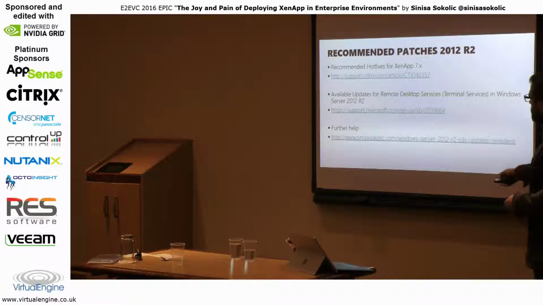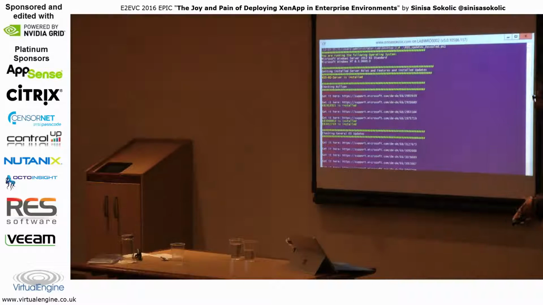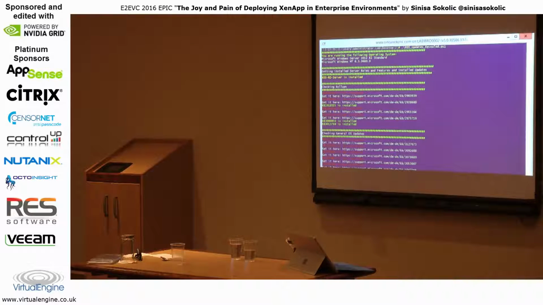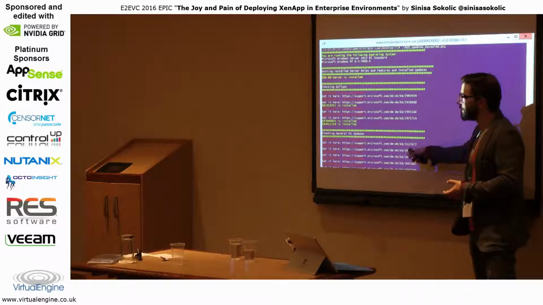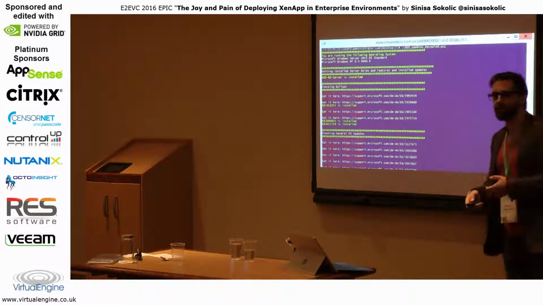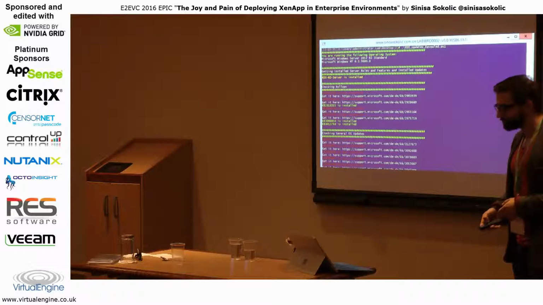I created a little script which may also help you. You can run it on an RDS server. It checks which RDS roles are installed and shows you which of the recommended patches are missing. So it's not installing anything, but just gives you an idea what is missing and what you can install.